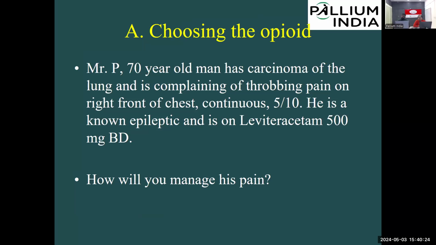A 70-year-old man who had carcinoma of the lung had pain. Sorry, not severe pain, 5/10 pain. The intensity of the pain was 5/10, a continuous throbbing pain on the right front of the chest. He is non-epileptic and is on levetiracetam 500 milligram BD. How will you manage this pain? Any suggestions? The patient is having 5/10 pain. It is a continuous throbbing type of pain.